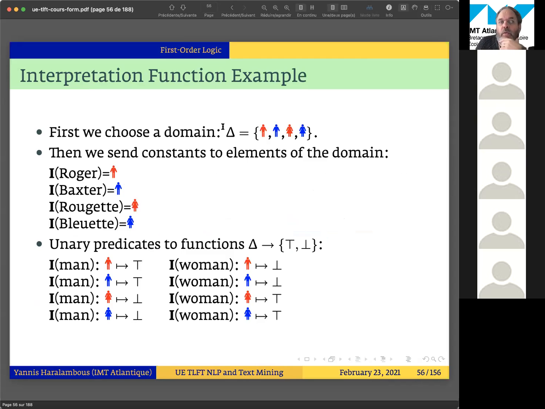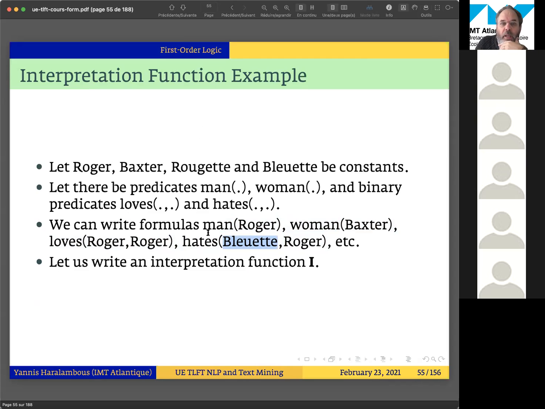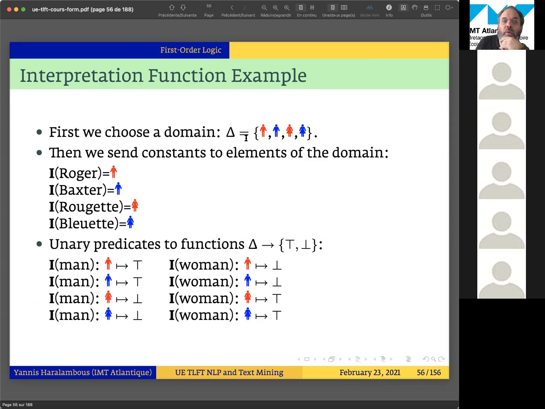Now, I want to take an interpretation of these formulas. First, I need to choose a domain. Let's take this as a domain. I'm using pictograms to show you that these are just elements of a set, whatever set, be it in the real world or in an imaginary world, it doesn't matter. I'm sending Roger to this guy, Baxter to this guy, Rougette to this, and Bleuette to this. This is just a choice, and it's part of my interpretation.